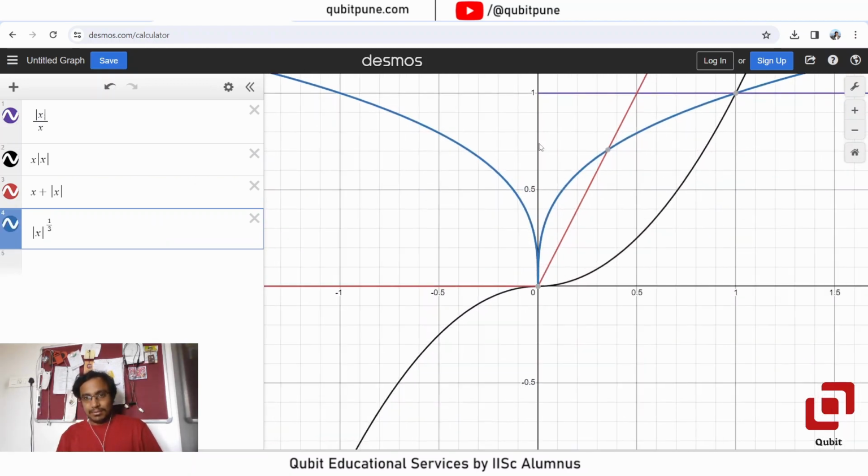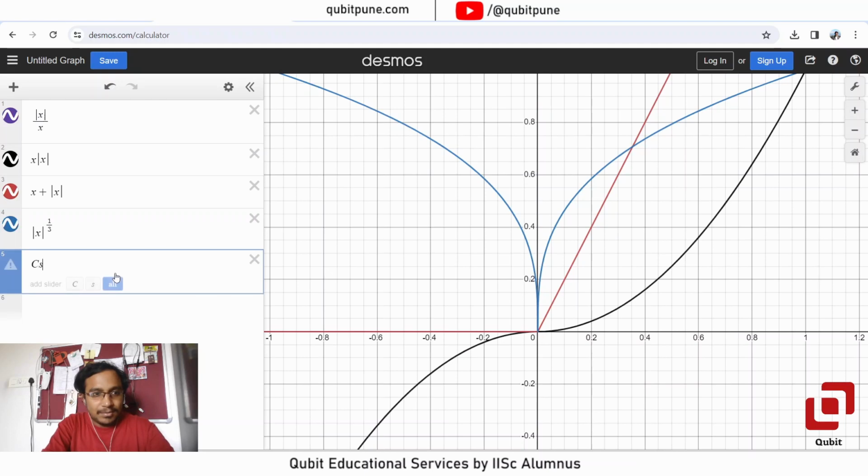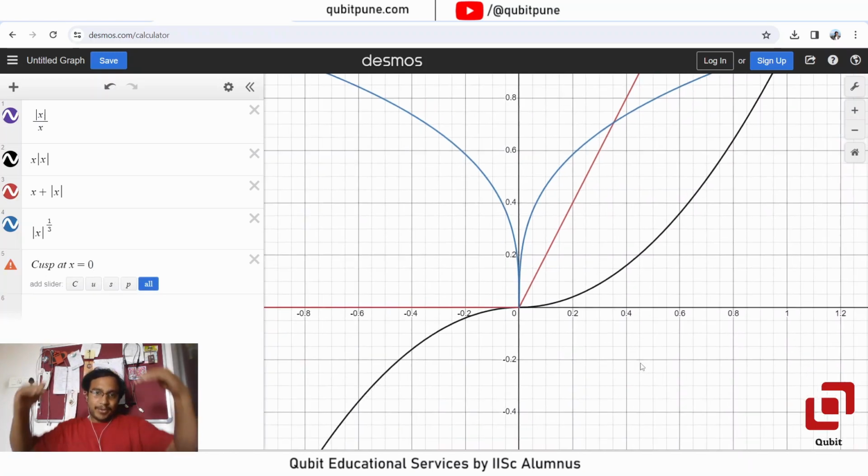And mod x raised to 1 upon 3. This is the function, and you can see that it is forming what we call a cusp. This is a cusp at 0. But again, it's not differentiable because the tangent is vertical.